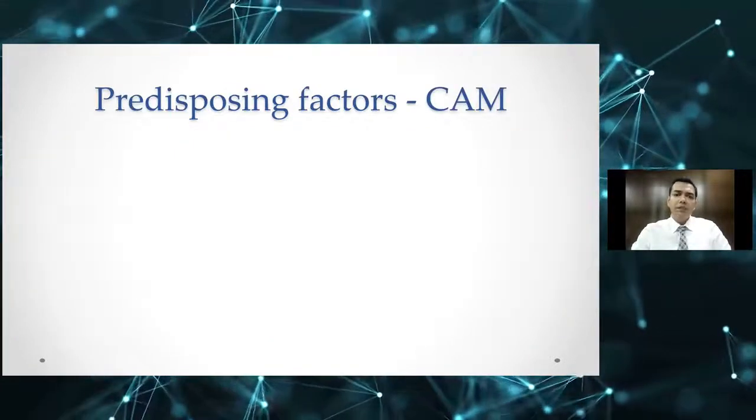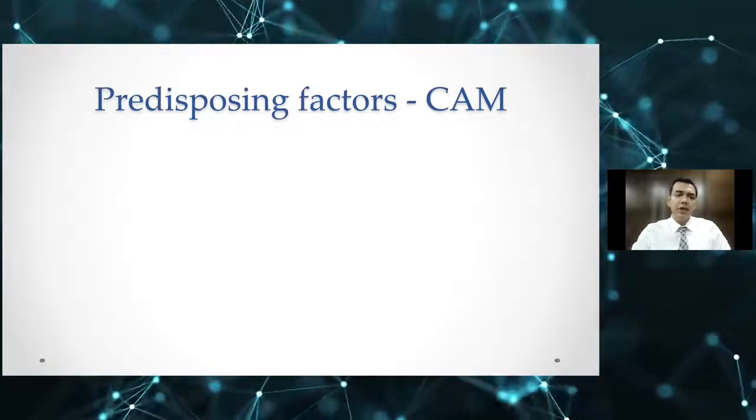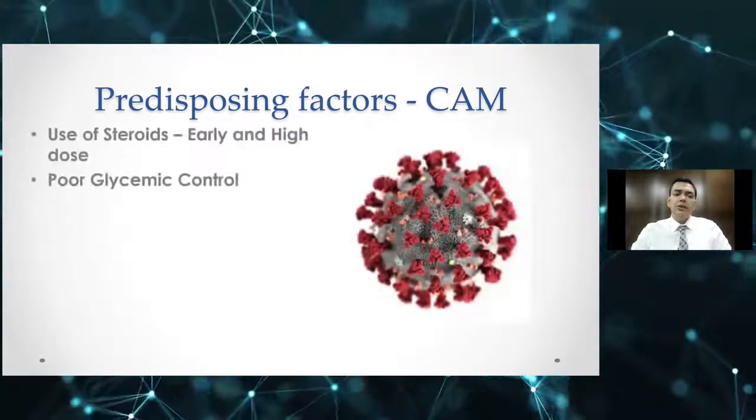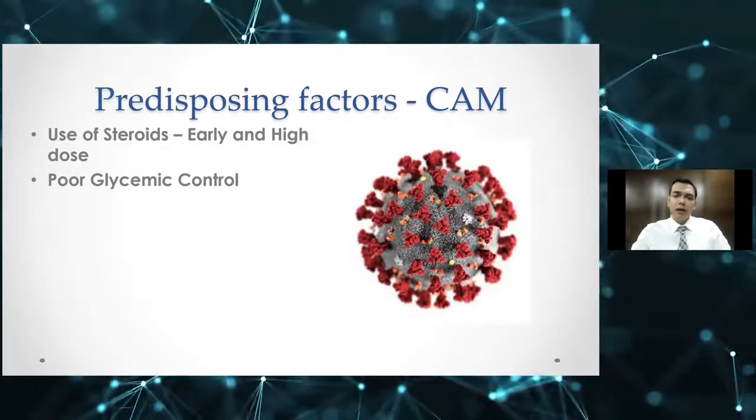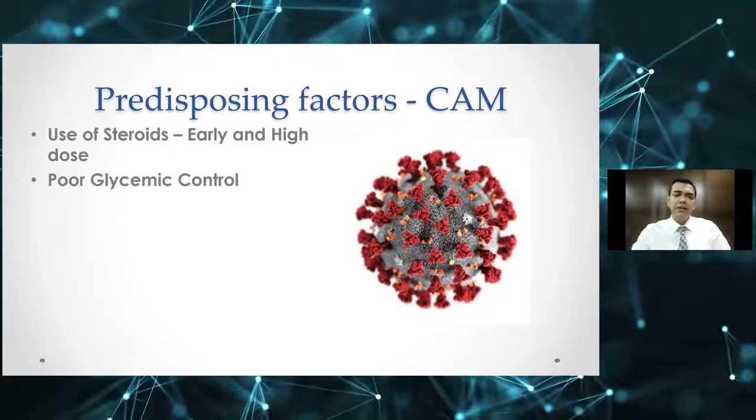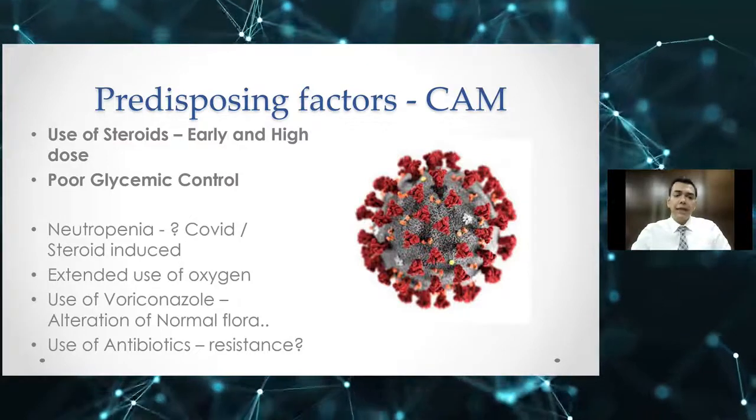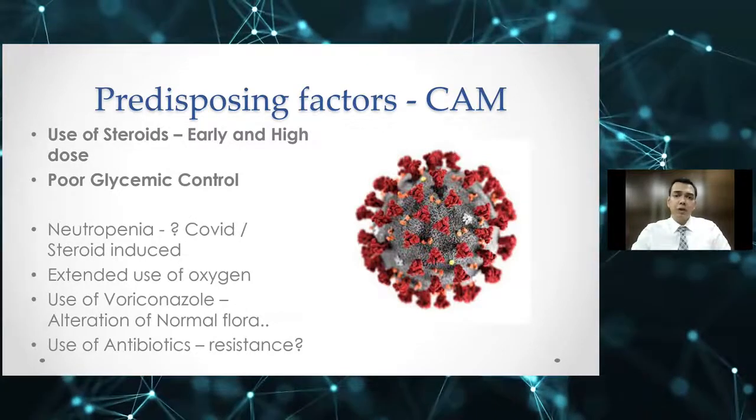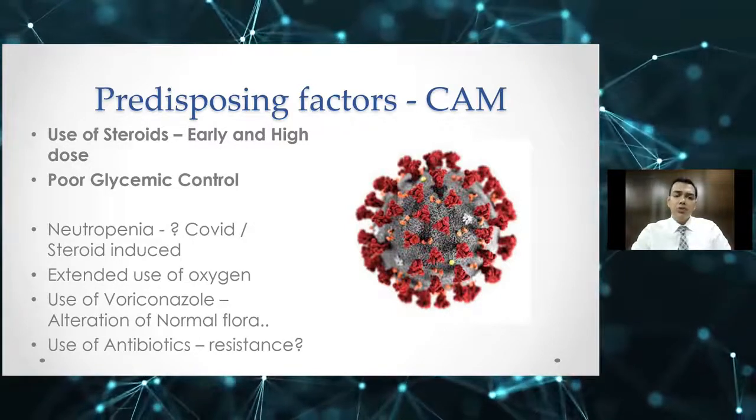Now, when we go back to the predisposing factors that we thought were responsible for the mucormycosis seen along with COVID, we saw use of steroids, early and high dose, poor glycemic control, essentially either in the pre-existing setting of diabetes or steroid-induced diabetes. Neutropenia and extended use of oxygen were proposed as possible modalities. Also, use of voriconazole and use of antibiotics.